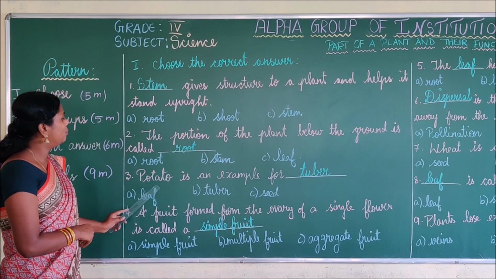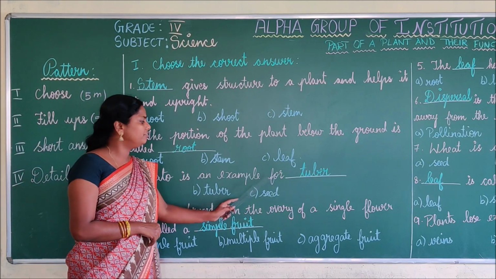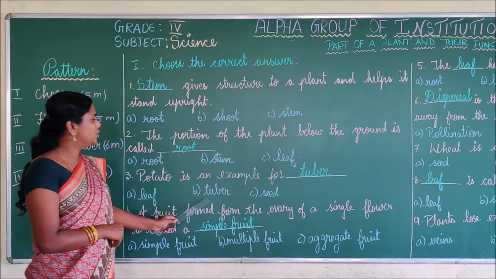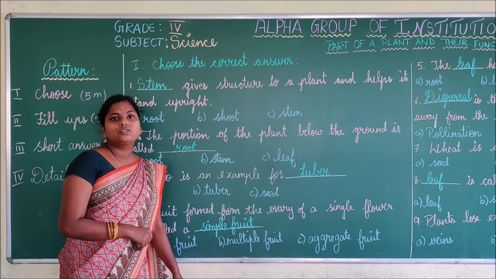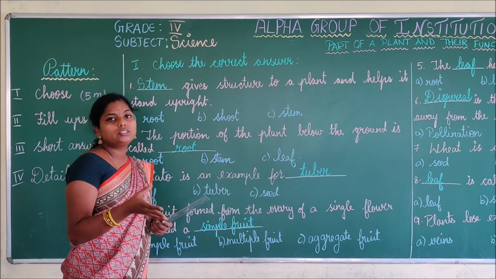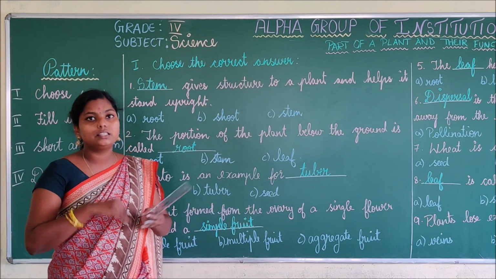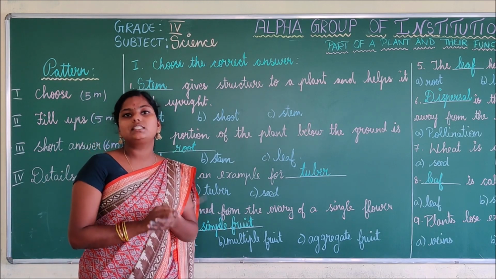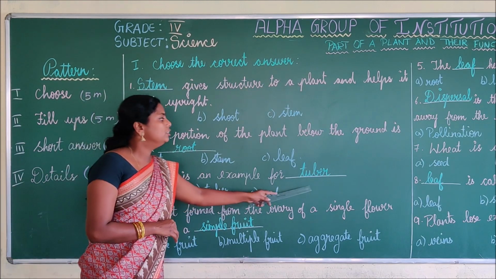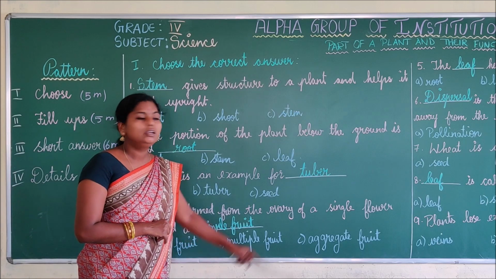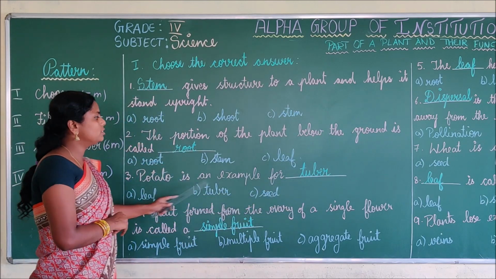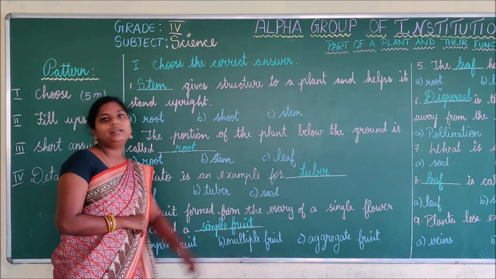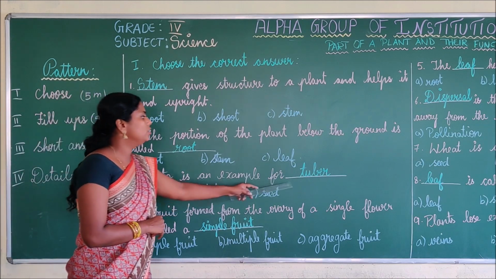Third question: potato is an example of leaf, tuber, seed. So which is it? Because potato is under the ground, but potato is a stem. That's why it is called tuber. Potato is an example of tuber.